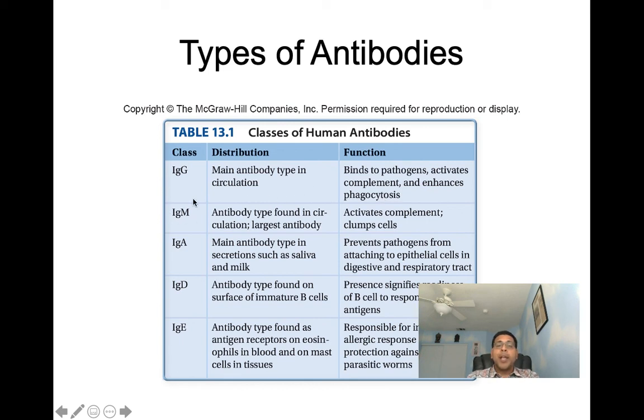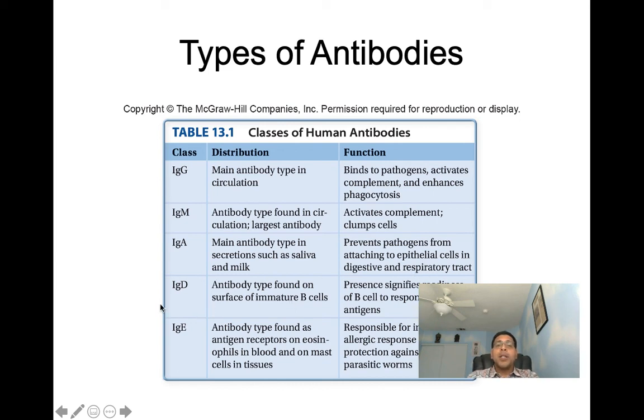Next we talk IgM. IgM is an antibody type that's found in our circulation as well, and this is the largest antibody. It also activates complement and it clumps our cells. It causes our cells to clump. IgA is the main antibody type in our secretions, such as saliva and milk. It's going to prevent pathogens from attaching to our epithelial cells in our digestive and respiratory tracts.